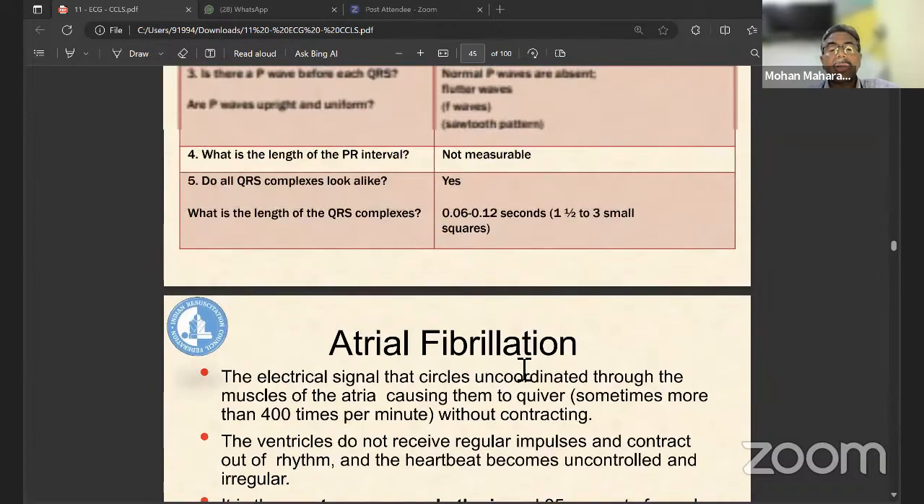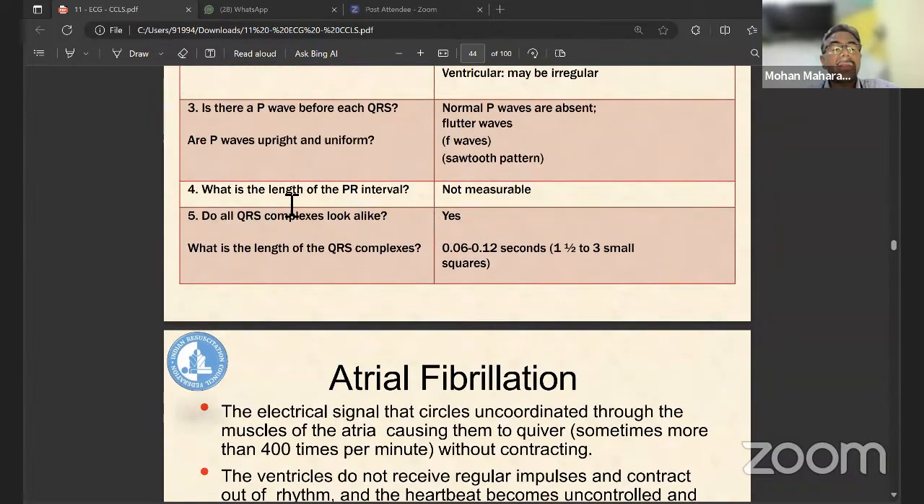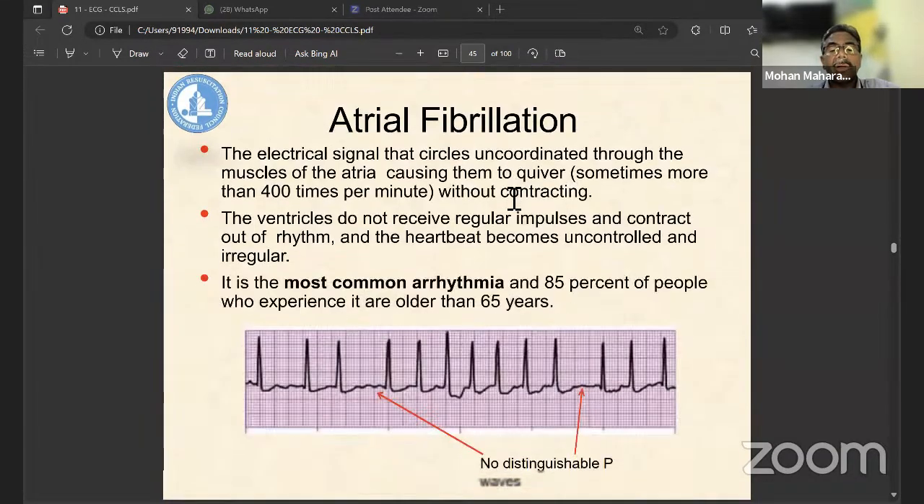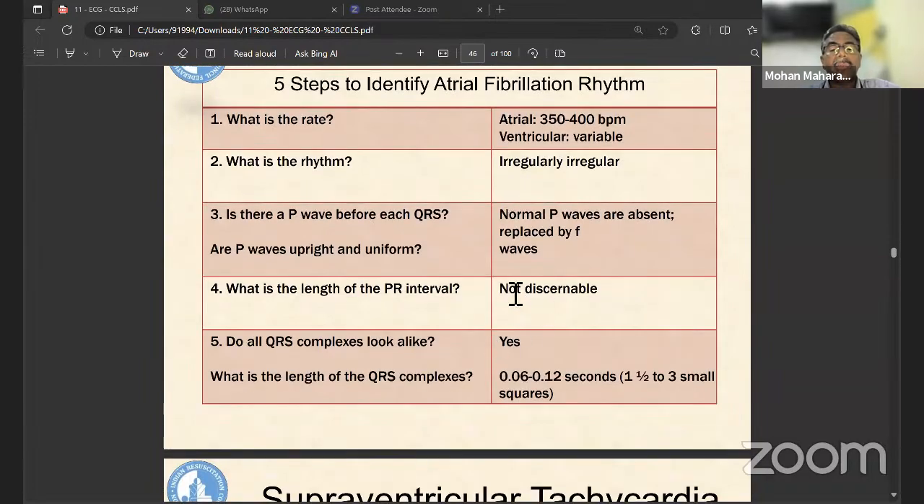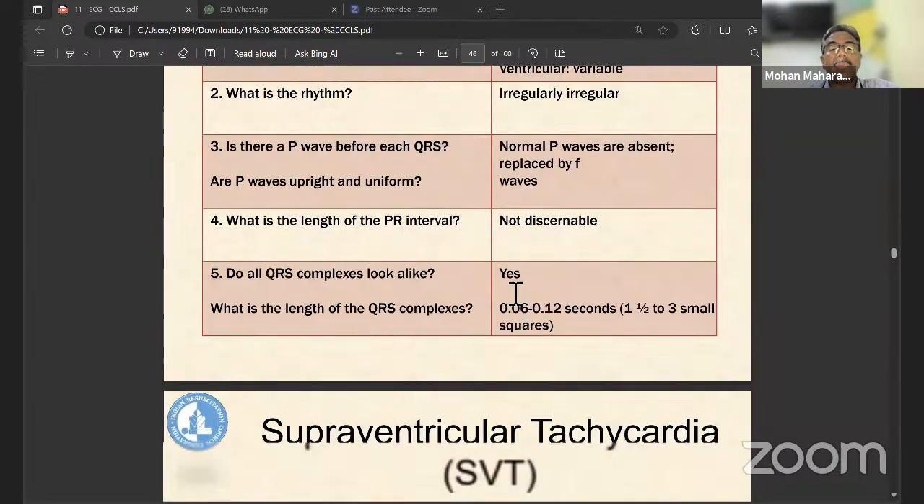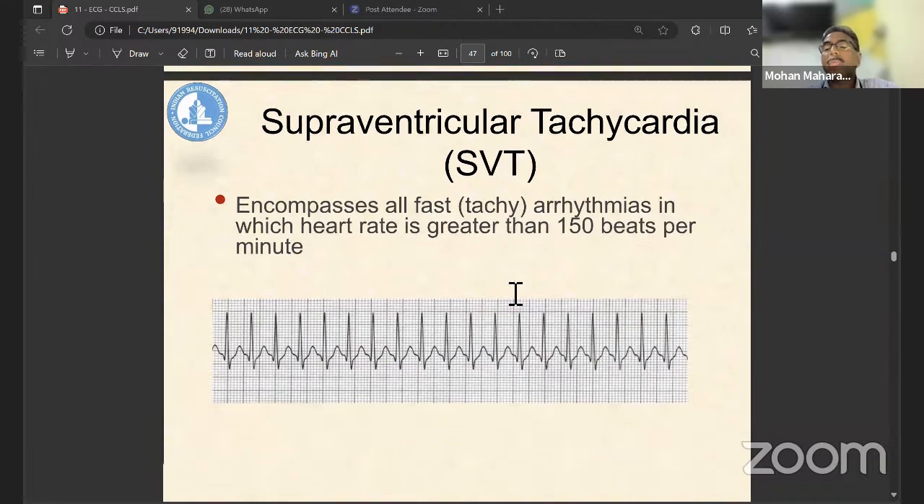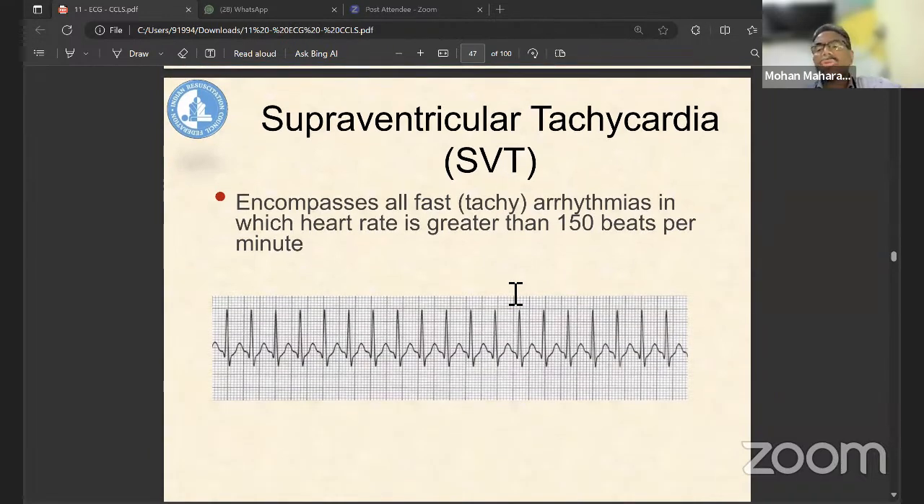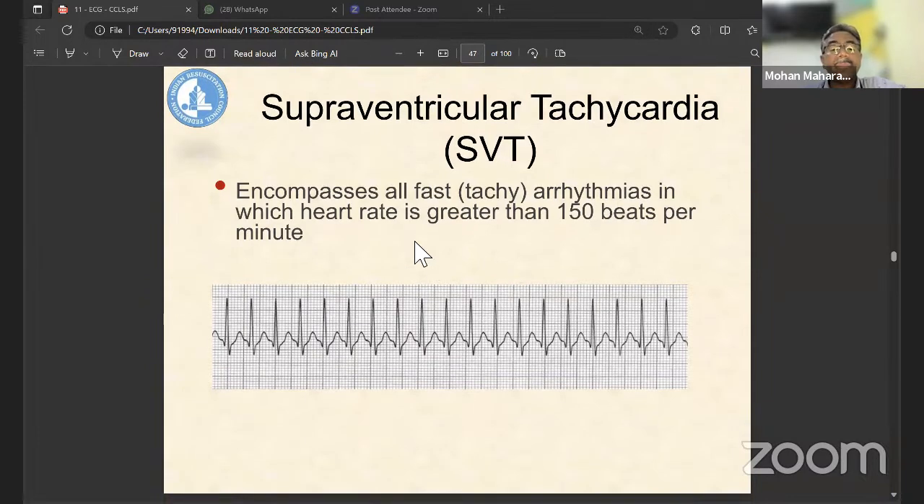Yes, the issue is going to be that there is no difference here, whereas the length of the PR interval is not measurable and the length of the interval is not discernible. So the difference between these two things is that fibrillation is different. And supraventricular tachycardia, I think most of us as anesthesiologists know, we see in the operation theatre. But we think that when there is 150 beats per minute, normally 100, we call it a tachycardia. But supraventricular tachycardia means the QRS is not affected.